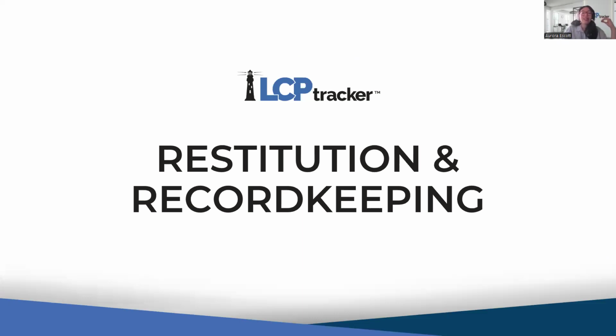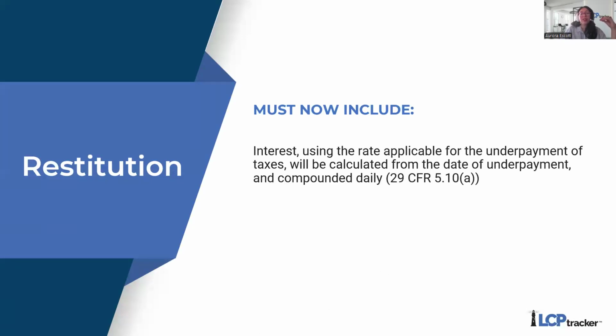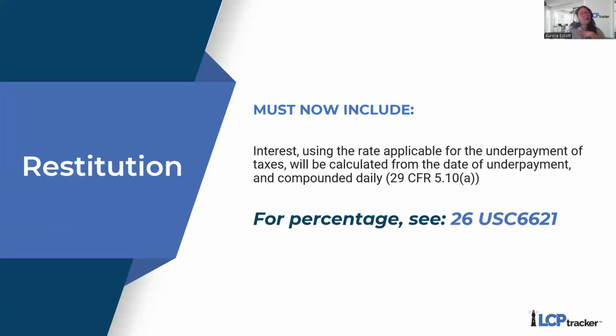All righty. Let's talk about restitution and record keeping for a moment. Restitution must now include interest. I do not have the particular interest rate. For those of you that are a little bit newer to this, restitution is essentially back pay that is due to the employee. So if you underpaid an employee, you've got to pay them restitution plus interest. Now, I know that some of us might be thinking, gosh, another thing to track. This is frustrating. I'm bleeding money out of my pockets here. Why should I pay interest?